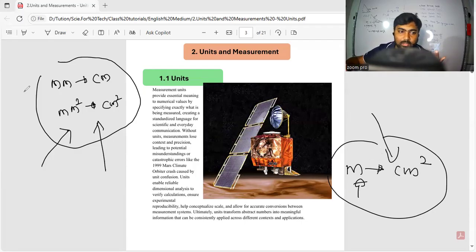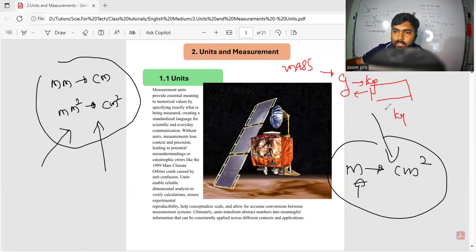You will get the competency to convert units which are measured in the same quantity. As an example, mass: you can convert gram into kilogram or kilogram into gram, likewise.